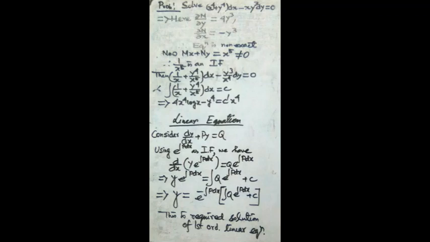So we can't consider those terms for the solution. So the solution will be given by integration of 1 by x plus y to the power 4 by x to the power 5 dx equals to constant. So we can easily find the solution.